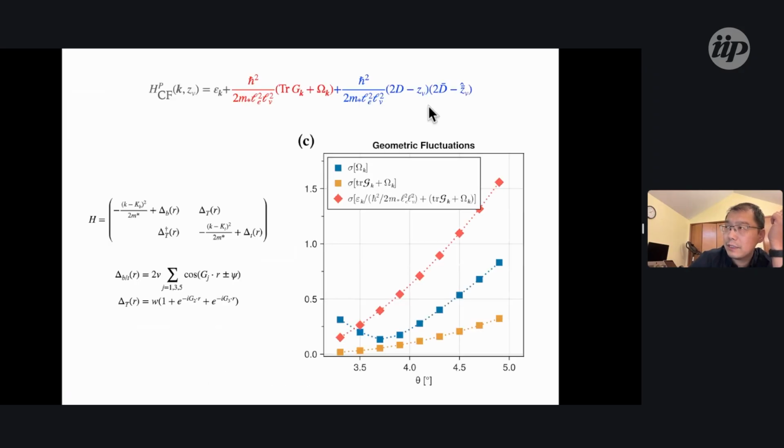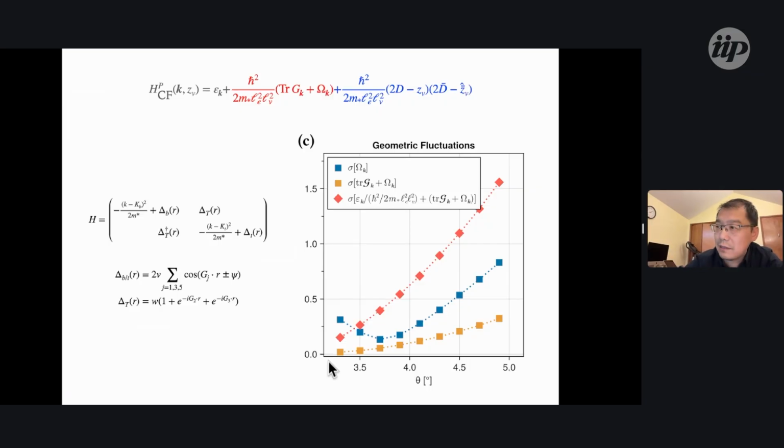So this is my Hamiltonian, right? Again, those are the so-called periodic potential part, the scalar potential part. This is the vector potential part. And this is the continuum Hamiltonian of the MoTe2. I'm sure you guys have heard about this many times in this workshop. So I want to show you this figure.